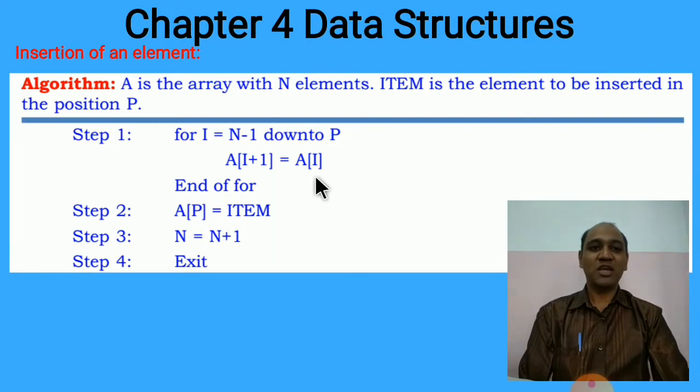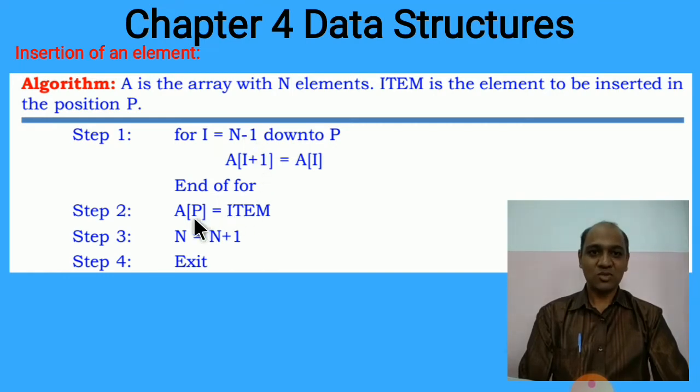So what is the meaning of this one? Once we come to this particular position in an array, the A of ith element is moved to the next block. So that is A of I plus 1. Here A of I plus 1 is initialized to A of I means what? We are shifting this particular element from its position to the higher order position. So this process will be continued from the position P till the last element.